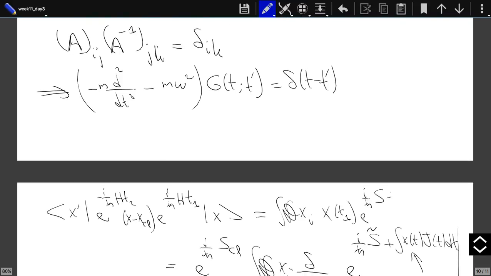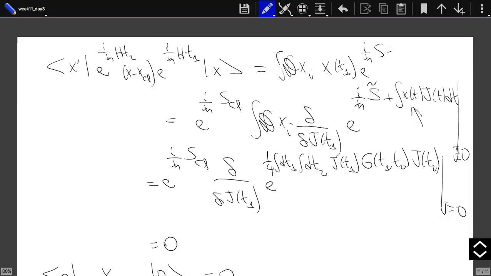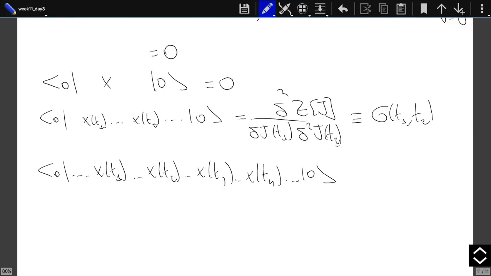By the way, this is a time ordering that I'm actually doing. You see, I have my state, I evolve by t1, then I insert an x at that time t1. I evolve it by some more time, then I insert another x at that time. That's how I'm time ordering my x operators. Now we can actually take the derivatives. You need to take 4 derivatives and eventually set j equal to 0.